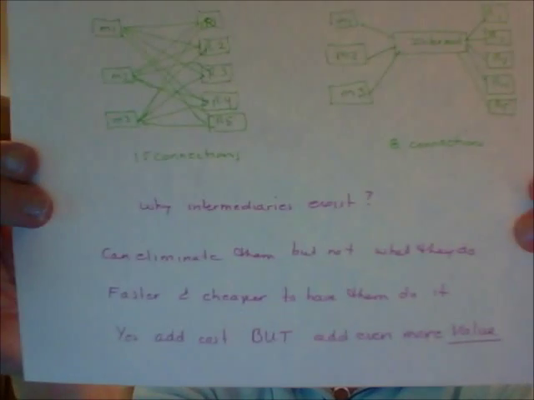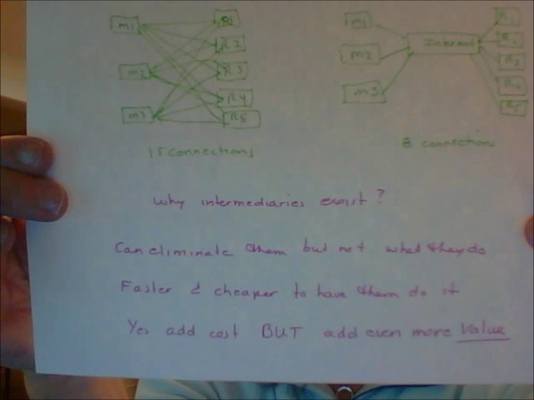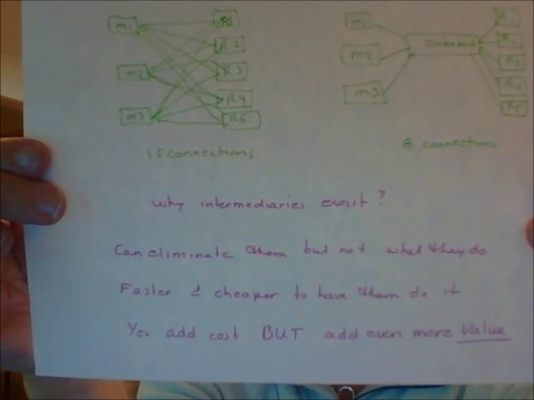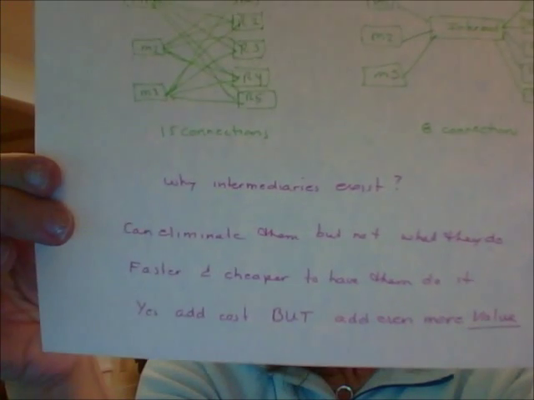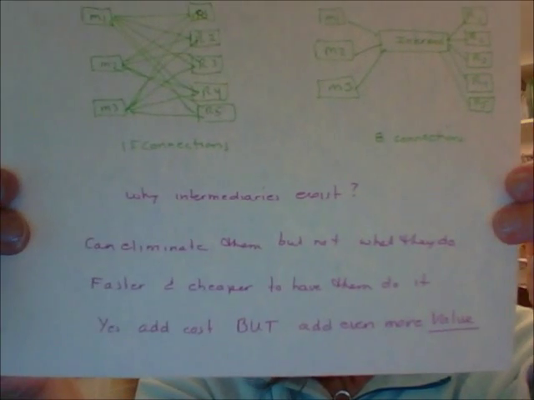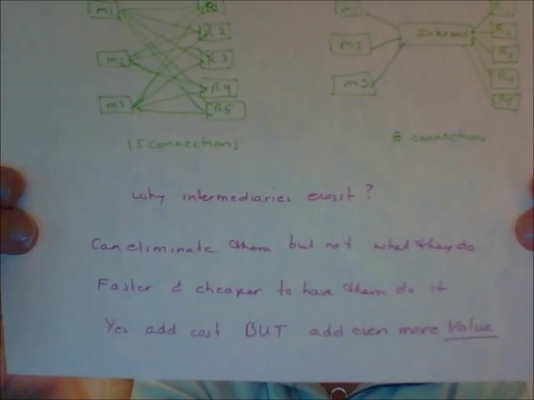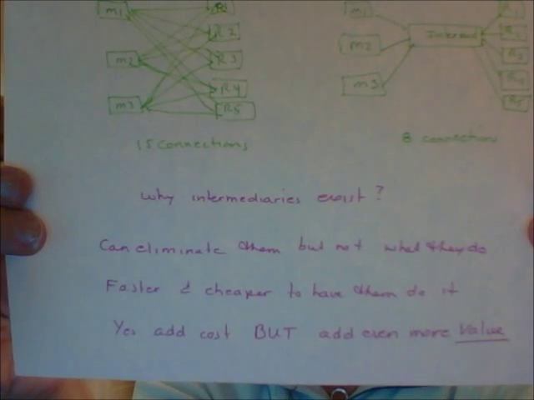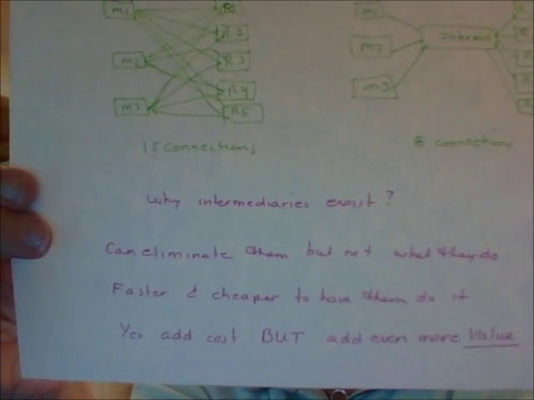So why do intermediaries exist? Well, you can eliminate them, but not what they do, not their activities. So you don't really save that much from that standpoint. They are faster and cheaper to have do it many times. And yes, you add cost, but you add even more value, so you end up in a net positive position.